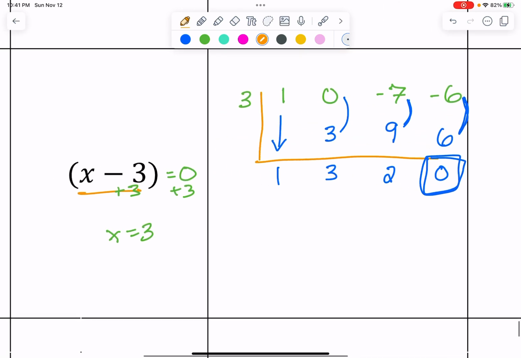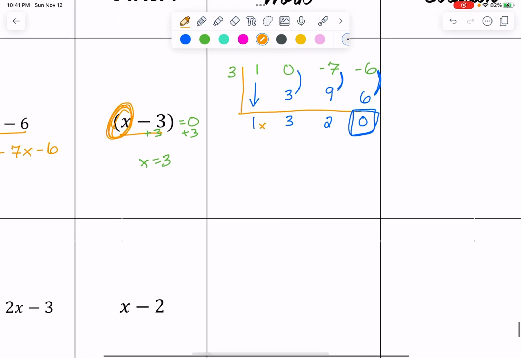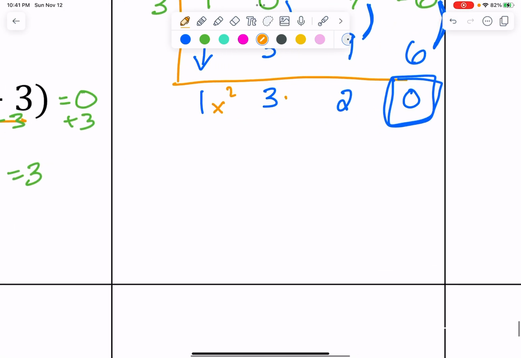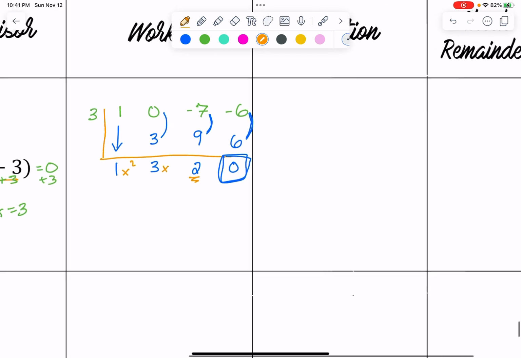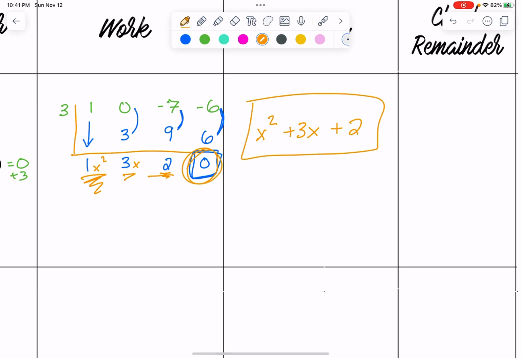When I go back to my original, what I was dividing, I was taking x to the third and dividing by x, okay? X to the third divided by x, so that means this should be an x squared. This middle one should be an x, and then this should be just a number, all right? So for my solution, I have 1x squared, or just x squared, plus 3x, and then plus 2. And I'm not going to put my remainder in there because it was 0. So that's what I get for a solution.